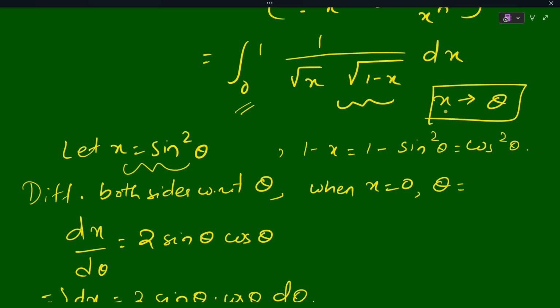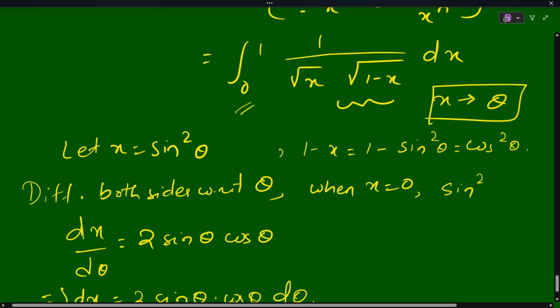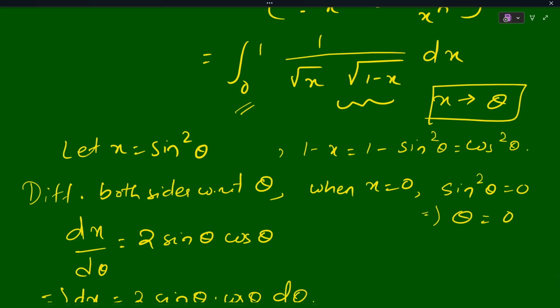Here this sine square theta is 0, so that our theta value is 0. You can go back to the video and see how this theta became 0. Similarly, when x is 1, this theta value is pi by 2. Now let's substitute all those things.